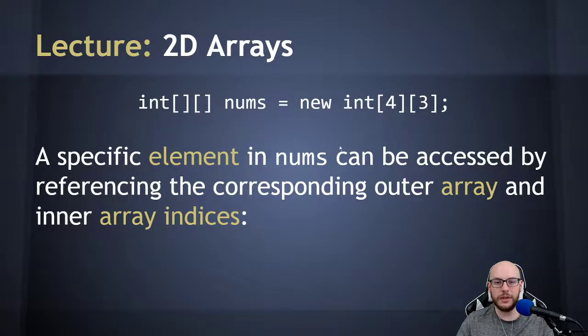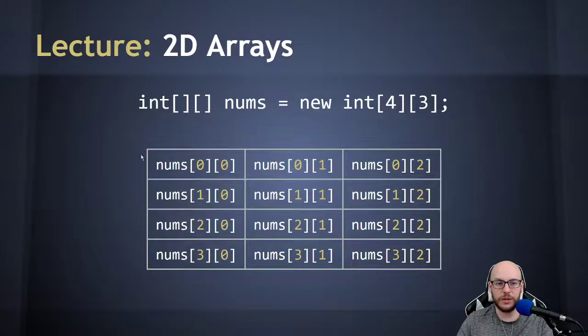A specific element in nums can be accessed by referencing the corresponding outer array and inner array indices, right? So here I have the 4x3, 4 rows, 3 columns. That's our 4x3 2D int array. The particular spot right here is nums at 0, 0. We're talking row 0, column 0, whereas this one right here is row 2, column 1. And again, these elements start at 0, kind of like we would expect.